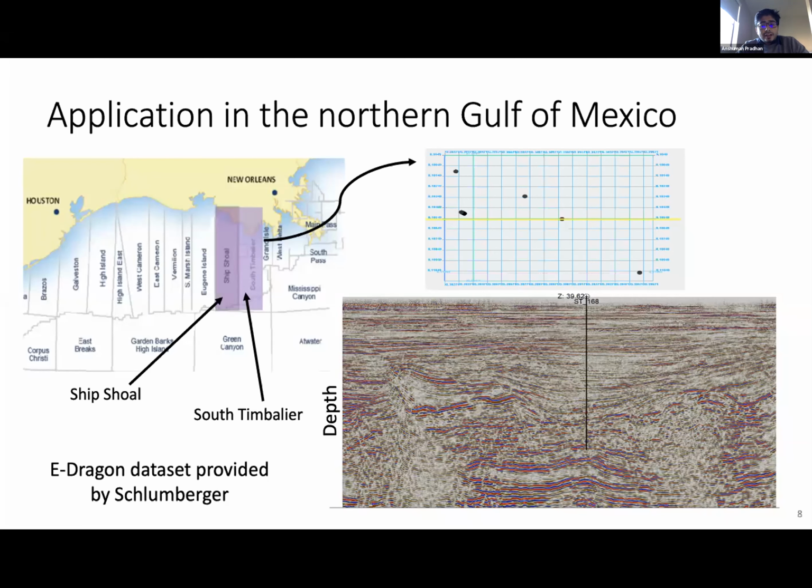Okay, so I will show this workflow using an application from the northern Gulf of Mexico. The data set that we have was provided by Schlumberger, and we are located here, offshore Louisiana. There are these two blocks, Ship Shoal and South Timberlake. And our analysis will be limited only to a 2D section. And this is our 2D section. This is the seismic line. This is the 2D line that was shown from these two blocks.